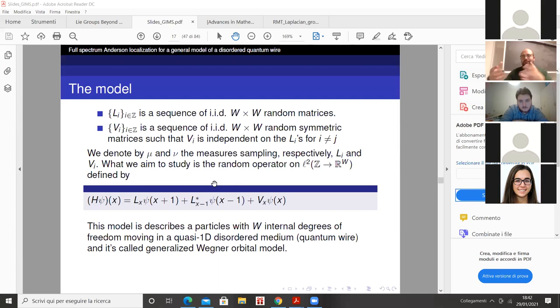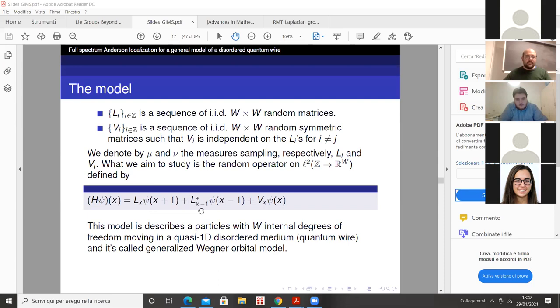If you put in these matrices, these are called OP matrices. These matrices represent the passage from one internal state to another internal state. So you can think of something, for example, a molecule, a particle that has internal geometry, and these matrices represent the change in time of this geometry. It's called the generalized Wegner orbital model.